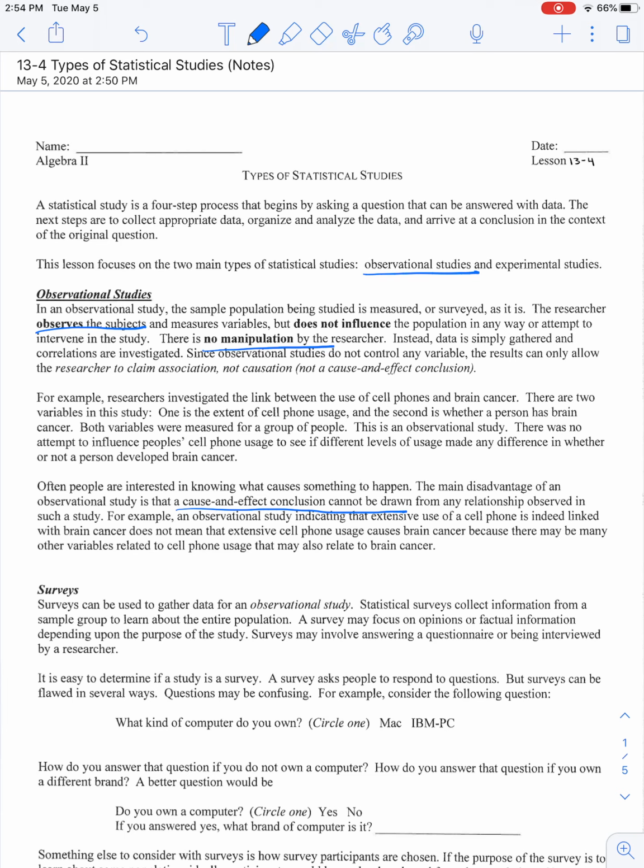Okay, so in an observational study, you can claim there's an association or a link between two things, but not a causation. So there's no cause and effect conclusion. Okay. So observational study, you're observing and you're not manipulating any variables. You're just observing, recording, and then drawing a conclusion about what you observed. But it can't be a cause and effect conclusion.